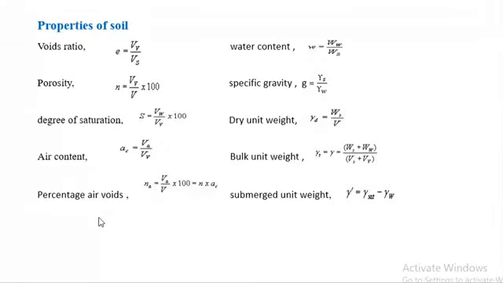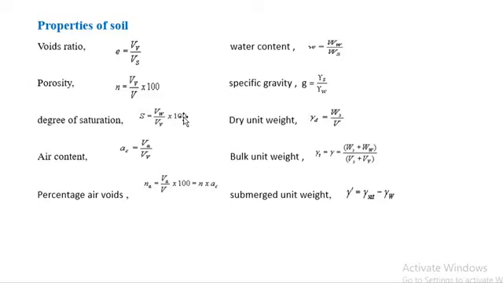Properties of soil. Void ratio. Void ratio means volume of void by volume of solid, and porosity means volume of void by total volume into 100. The difference between void ratio and porosity is, here in the denominator it's volume of solids, and in porosity it's total volume.